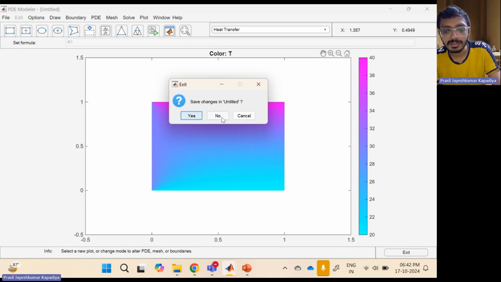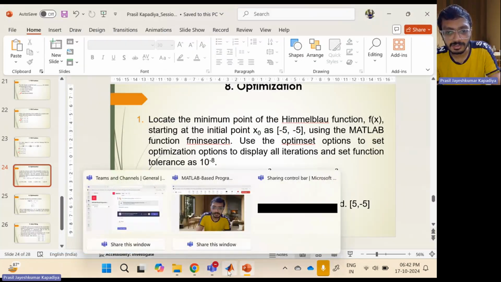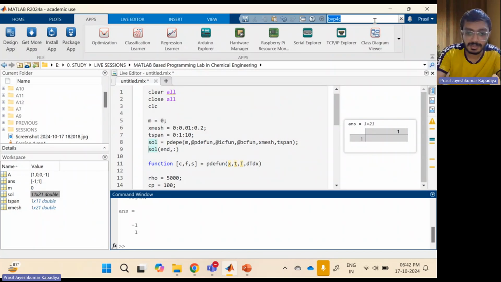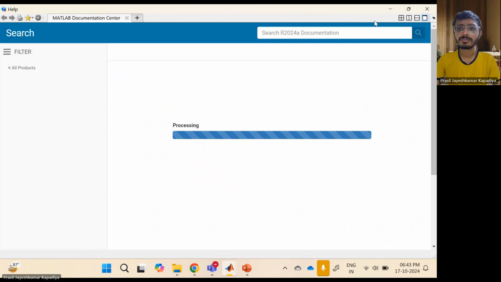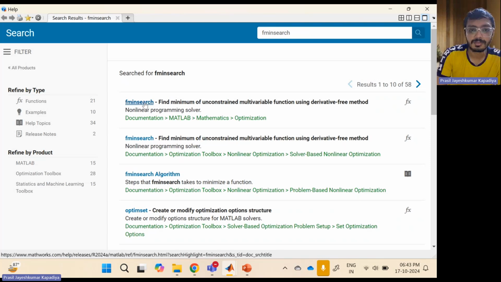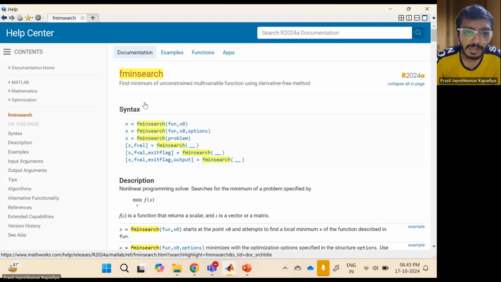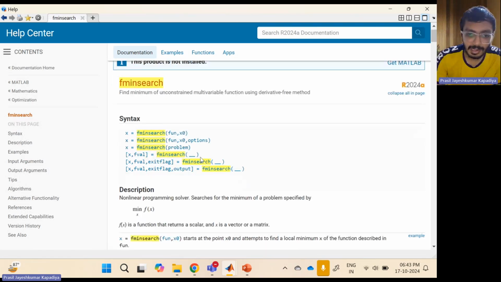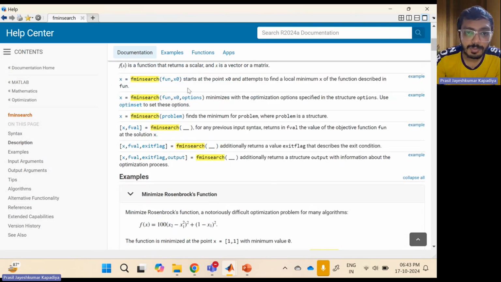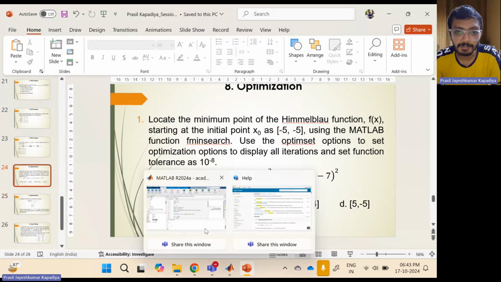And see what fminsearch is. If I go to this help desk, I will find fminsearch. So see this fminsearch. So x is equal to fminsearch f comma x0. Okay, and there are options. So if we want to use these options, we need to go for optimset. So let's first create fminsearch. Let's first set up that part.